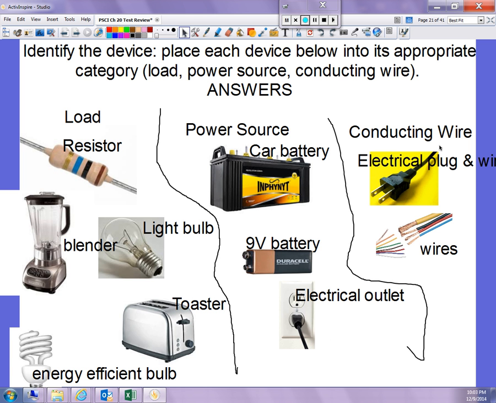All right, conducting wires, okay? So we have an electrical plug and the wire attached. Of course, it's metal, and we stick that into the outlet and the charge will flow in one way and back out the other. That's actually how we complete the circuit in an outlet. And then regular wires, it clearly should fall under conducting wires. They're made of metal, and we use those in our labs to connect things.